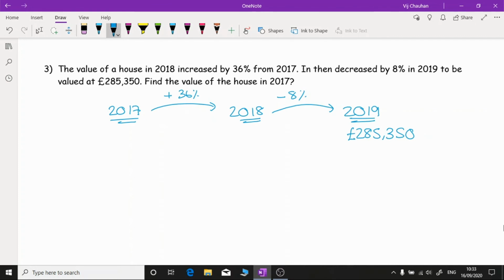So if I'm decreasing by 8%, so again if I do 100 minus 8%, it's going to be 92%. So that as a decimal is going to be 0.92. So going from here to here, I'm going to be multiplying by 0.92. And again, if I've got 100% here and I'm adding 36%, then that's going to be 136%, and that's going to give me a decimal equivalent of 1.36. So that's going to be multiplying by 1.36.